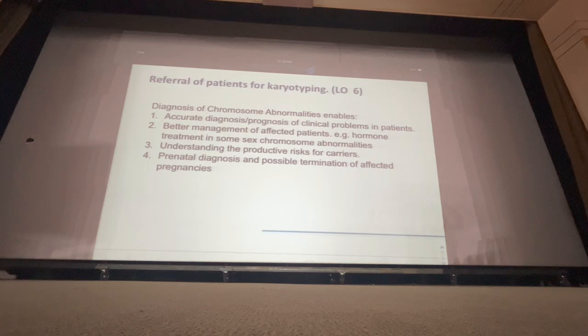Diagnosis of chromosomal abnormalities gives you information for accurate diagnosis and prognosis of clinical problems in patients. Accurate diagnosis means you are sure that this is 100% Down syndrome, or 100% for example Prader-Willi syndrome. This is also about prognosis. Prognosis means you predict the outcome of this condition. If the condition is good or bad, this is called prognosis.